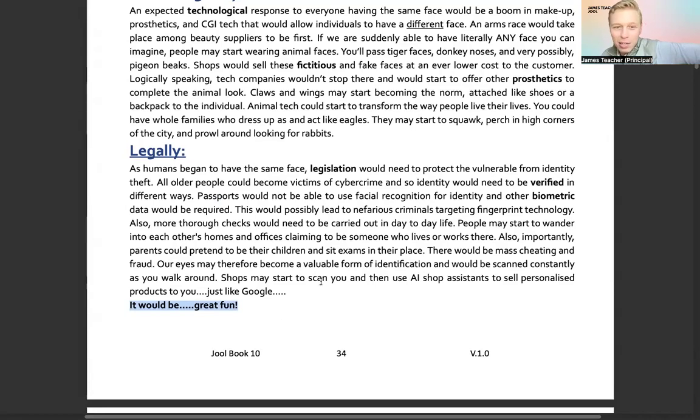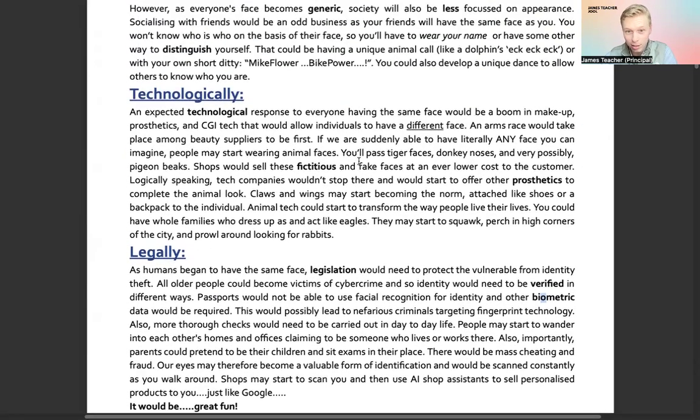So let's have a quick look at some of the vocabulary. We talked about it as I went through the paragraph, but legislation is basically a law, a rule, something that we have to follow. Verified means to be checked. You can verify something, verify somebody's identity. And biometric is stuff like fingerprints. That is a biometric way to measure who somebody is, because fingerprints are unique. So what if everyone had the same face? Well, it would be very, very interesting to see.